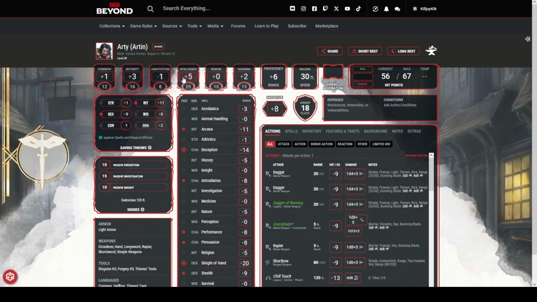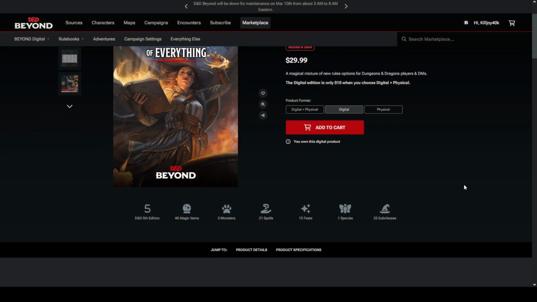Not every table is going to want to babysit your squishy. Not every table is going to want you to be squishy or weak. They want you to be able to lift your own weight. This is an example of someone who's been playing a long time and can compensate for a weaker character. We're going to go into now how to work D&D Beyond to your benefit.